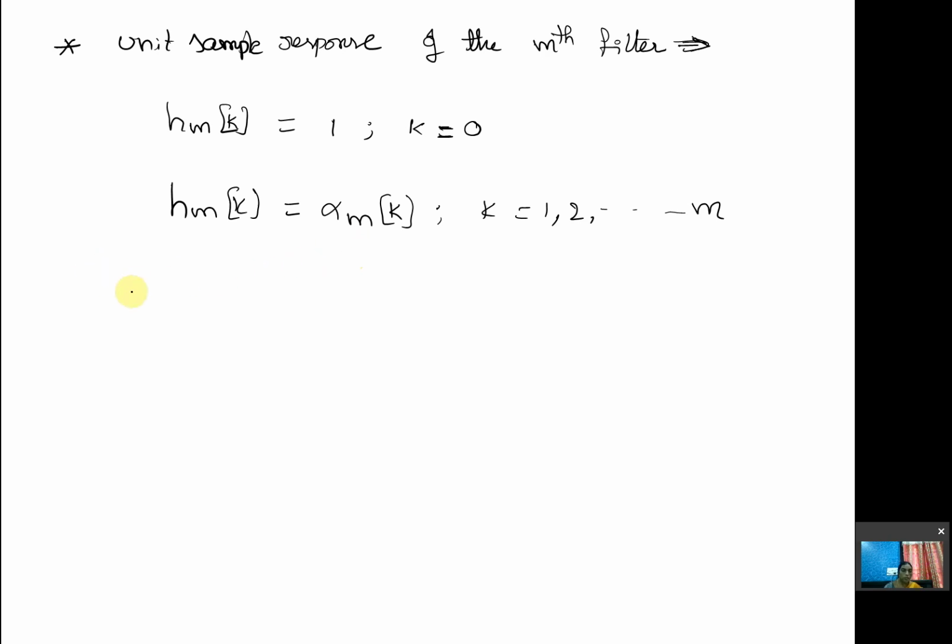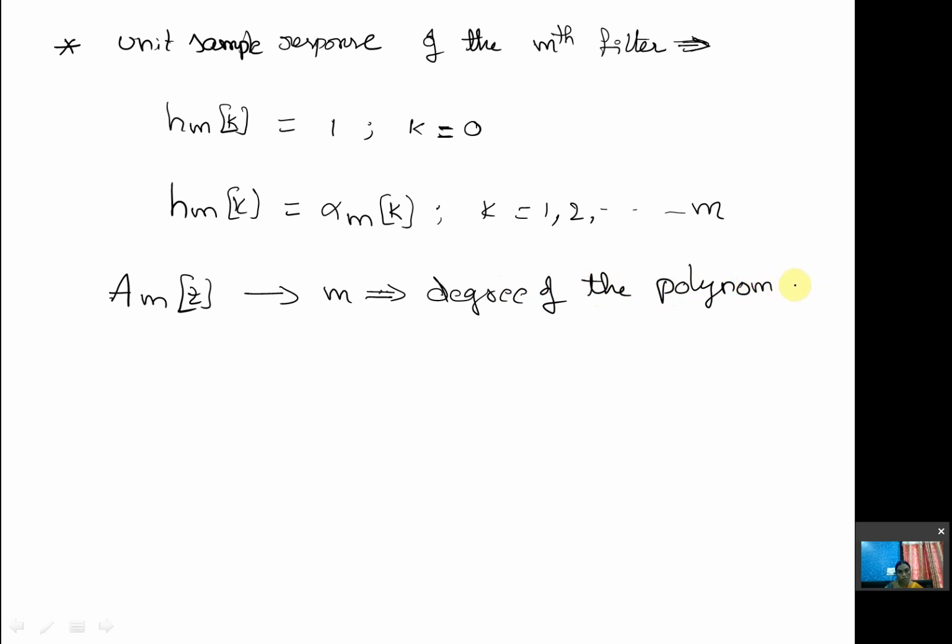Now am of z, or hm of z, where m represents the degree of the polynomial in hm of z or am of z. That also represents the order of the filter, the filter system order. Now coming to the next point.